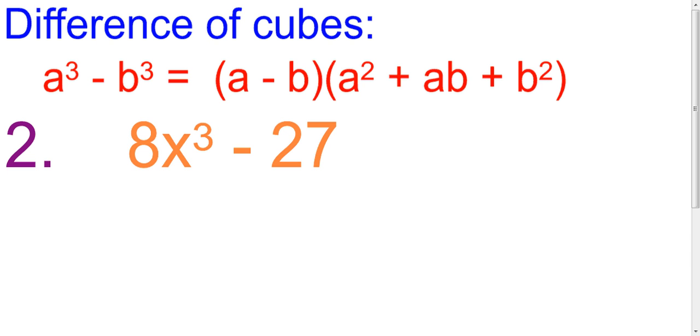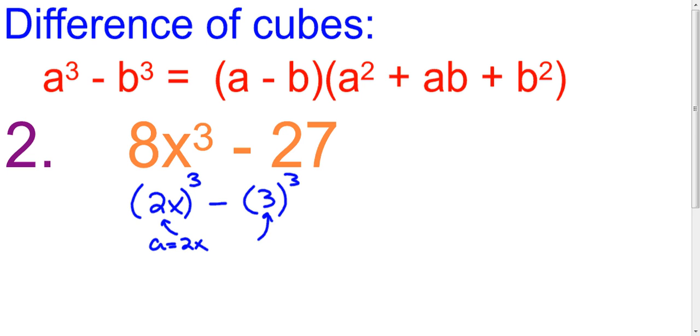What times what would give us 8x cubed? Well, let's deal with the number first. The cube root of 8 is 2. It's 2 times 2 times 2, that makes 8. And then it's x times x times x, that makes x cubed. So this would be 2x that's been cubed. And to get 27, it's 3 that's been cubed. So now what I know is that A is 2x and that B is 3.